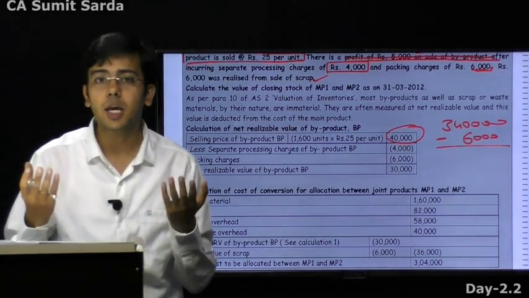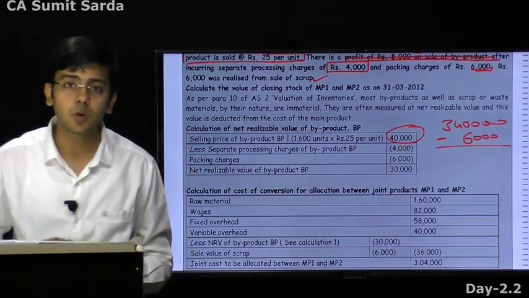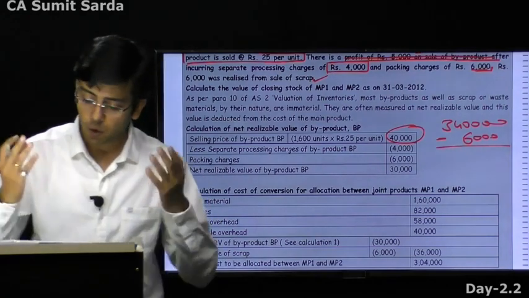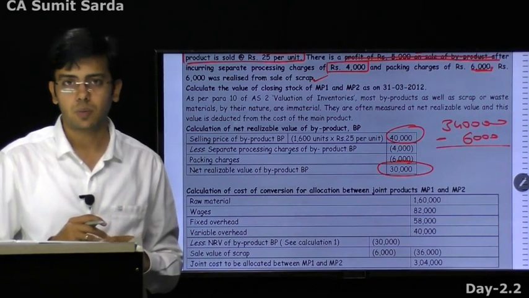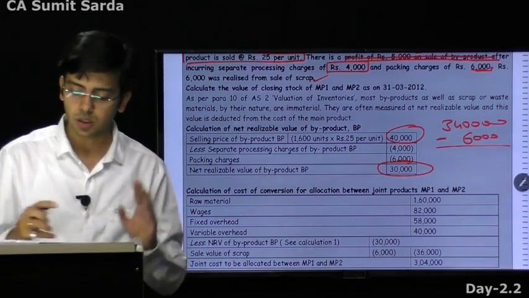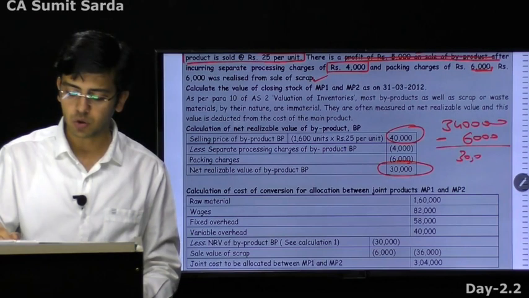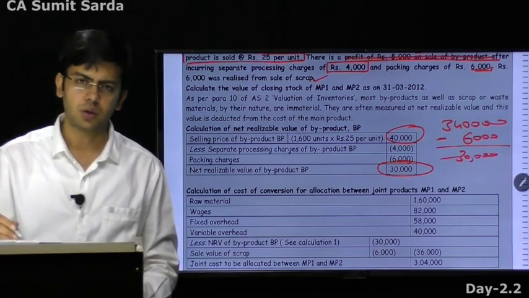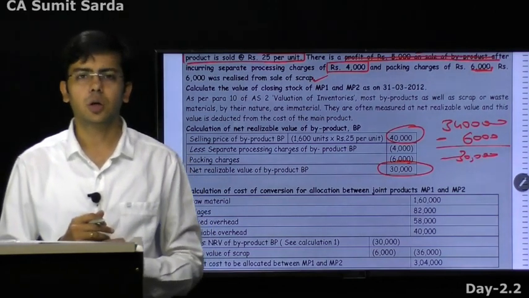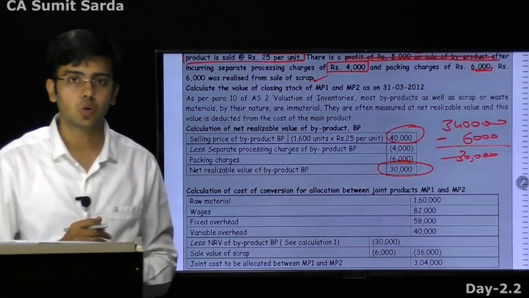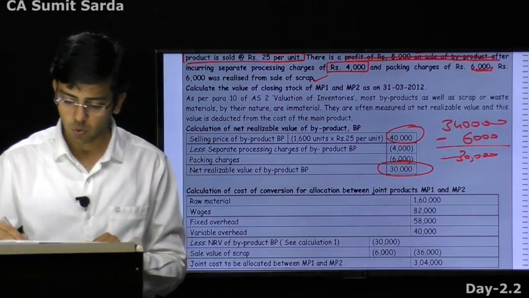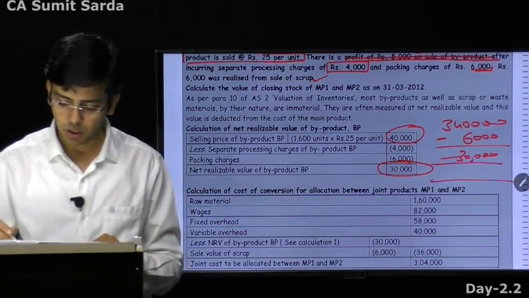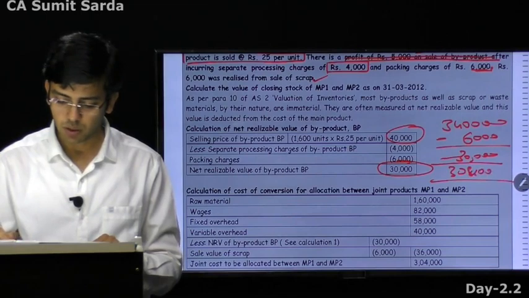So how much have I realized from the byproduct? What is the amount that I have realized from my byproduct? What I have realized is only 30,000 rupees. My friend, this 30,000 is to be deducted from the cost of your inventory to determine the cost. So that is how the valuation is to be done. And I hope now it is clear that we are going to value our inventory at 3,04,000.